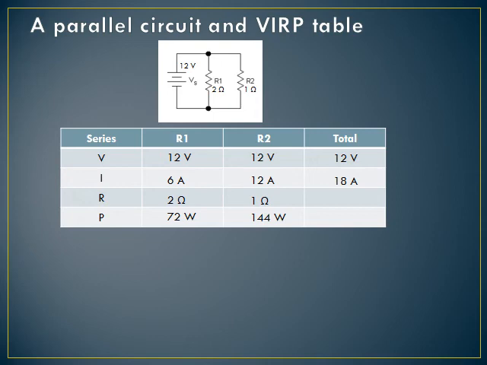So we'll use our first equation, I equals V over R, to solve for R. We should get 0.7 ohms. And then when you do power, it's going to be P equals I times V, or 216 watts.